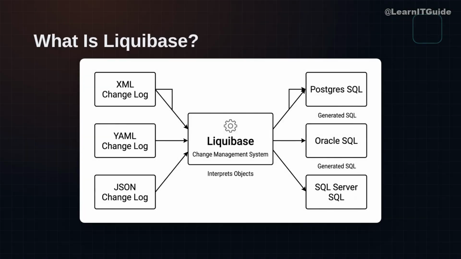Now, what about Liquibase? How does it differ? Liquibase is a full-blown change management system. It does not just run SQL. It interprets change logs defined in structured formats like YAML or JSON. When you ask Liquibase to add a column, it understands that request as an object and generates the appropriate SQL for your specific database, whether that is Postgres, Oracle, or SQL Server. It is much more opinionated than Flyway.